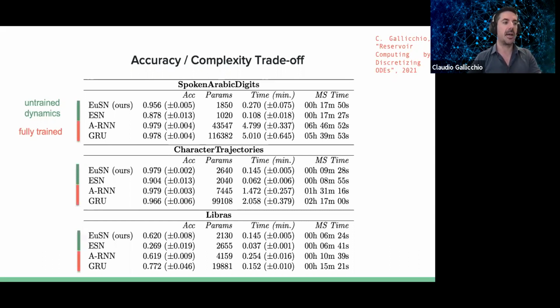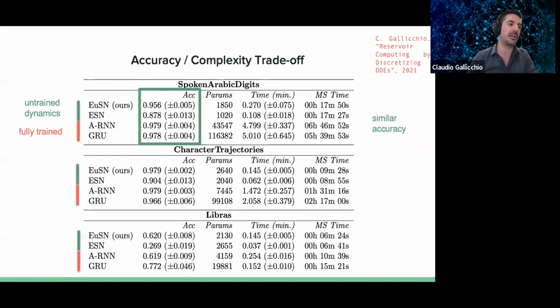Okay, and again, in short, echo state networks and reservoir computing more in general can give a good trade-off between accuracy and complexity. So here I show some results from one new reservoir computing architecture. The first two rows in every table relate to reservoir computing approaches. The other two are state-of-the-art, fully trainable recurrent neural networks. And we can observe something, okay?